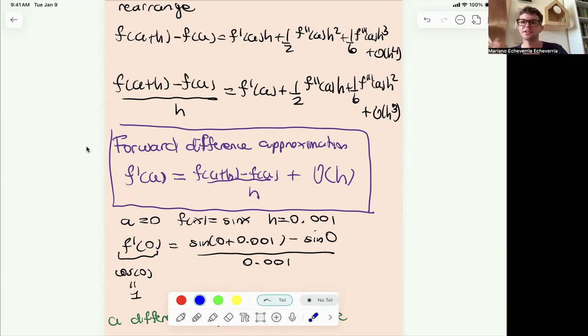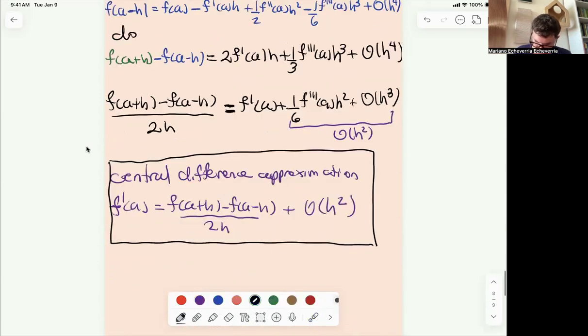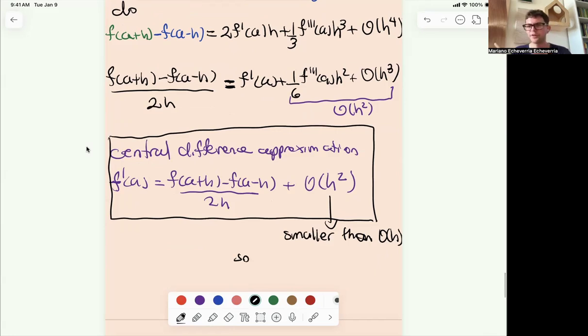So what this is saying is that in terms of convergence, this approximation is better than the previous one. It would give you a better value for the derivative. So this error term is smaller than the O of h. If you took a sequence of values for h that go to zero, this would converge faster to the value of the derivative. So this approximates the derivative better.